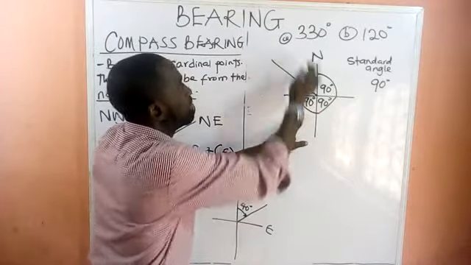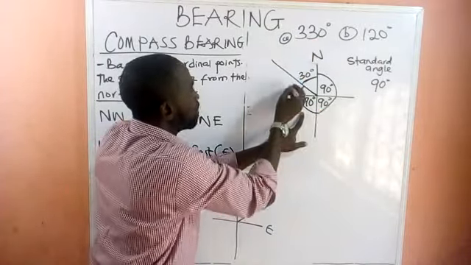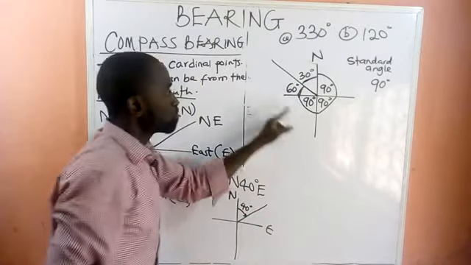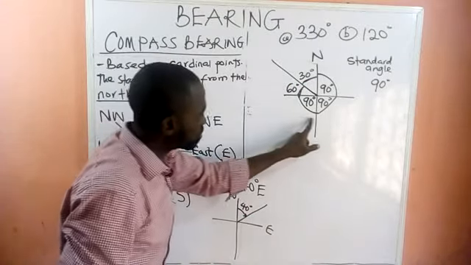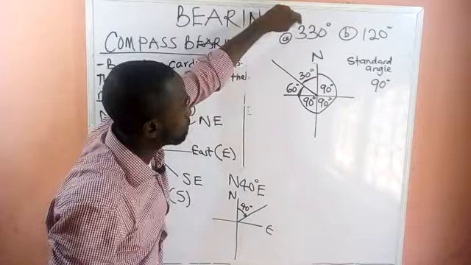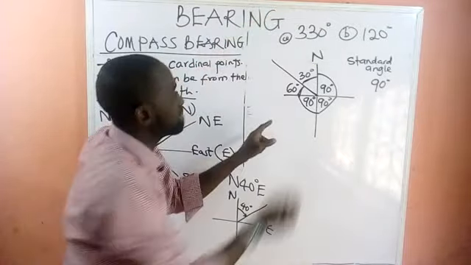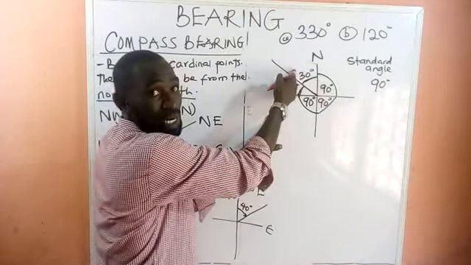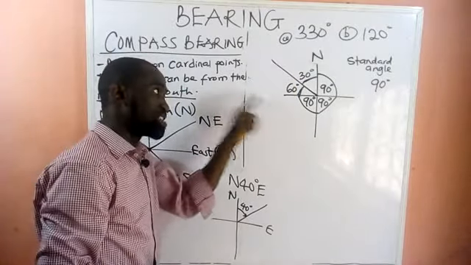270. Now 330 minus 270, that will give us 60. Because 60 plus 270 that I have here will be equal to 330. And what is the remaining angle to make 360? That is 30. Are you with me? So please take note of this arrangement.